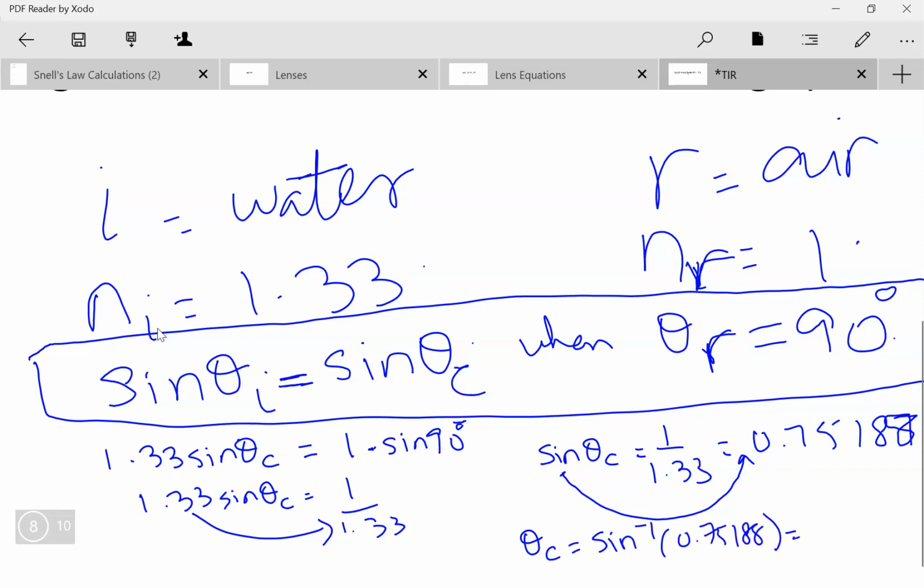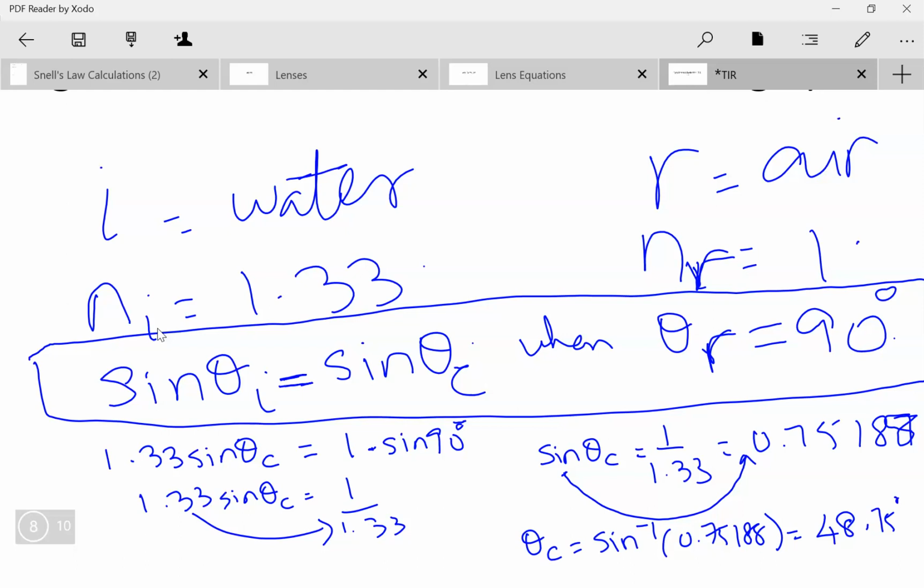0.75188, which is equal to shift sine, and then you'll see in your calculator the sine inverse, and then you put in 0.75188, and then you get 48.75 degrees. So any angles that are greater than 48.75 degrees, like 55 degrees or 48.80 degrees, will be totally internally reflected when they pass through water to air.